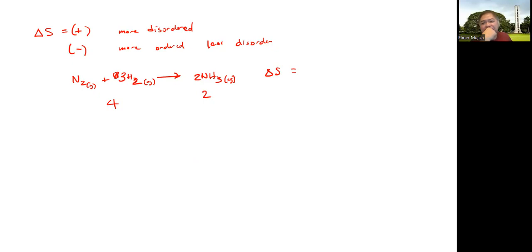Ask yourself in real life. Mas madami, mas order ba? Kailan ka efficient? Pag mag-isa o kung meron kang groupmate? Analyze, don't just guess. Pag may groupmate ka, mas may order ka. You ask yourself. So alin mas order sa side na to? Ito or ito?